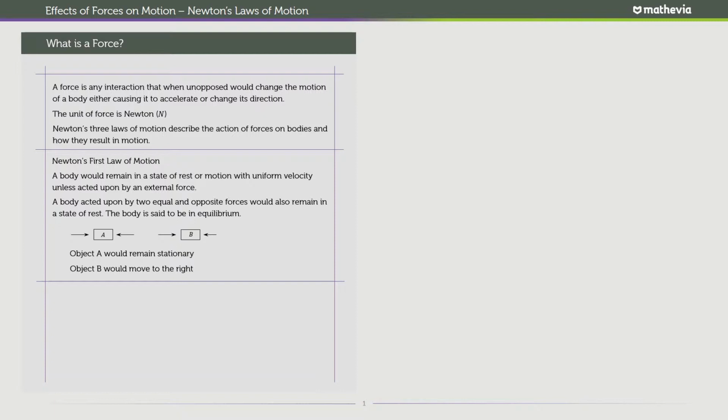Okay, so let's talk about Newton's second law of motion. The second law is the most interesting one. It says that when an external unopposed force acts on a body of constant mass, the object would accelerate in the direction of the force.